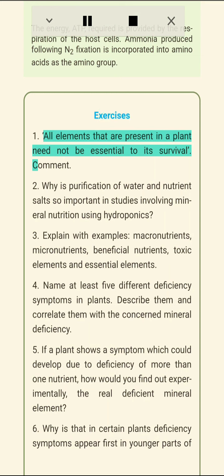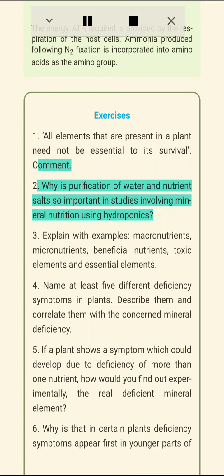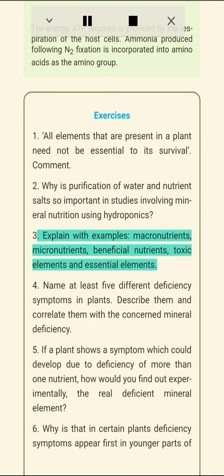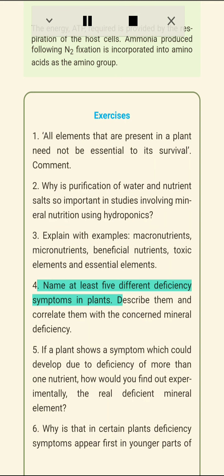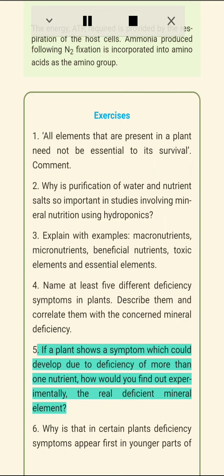Exercises. 1. All elements that are present in a plant need not be essential to its survival. Comment. 2. Why is purification of water and nutrient salts so important in studies involving mineral nutrition using hydroponics? 3. Explain with examples, macronutrients, micronutrients, beneficial nutrients, toxic elements, and essential elements. 4. Name at least 5 different deficiency symptoms in plants. Describe them and correlate them with the concerned mineral deficiency.